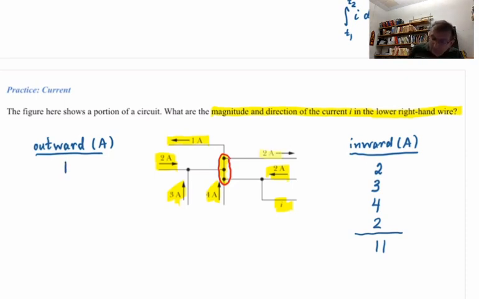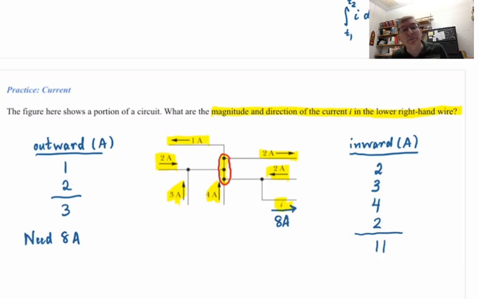And there's that one, 2 amperes, for a total of 3. But I have to have 11. So there has to be a current of 8 amperes flowing outward. And it's got to be in that lower right wire, 8 amperes. Okay? So that's all that was about. And that's based on the concept that charge can't just appear or disappear.